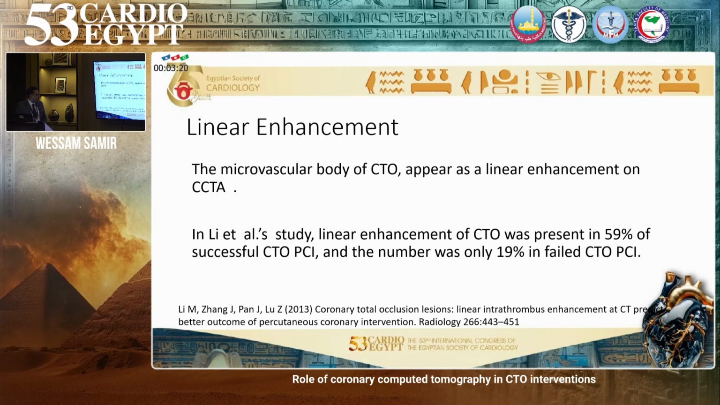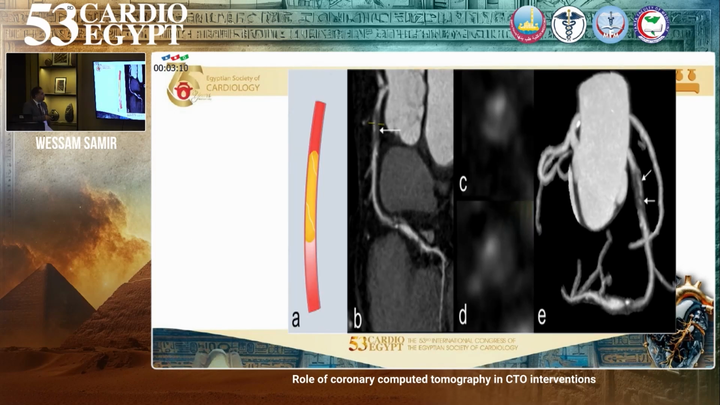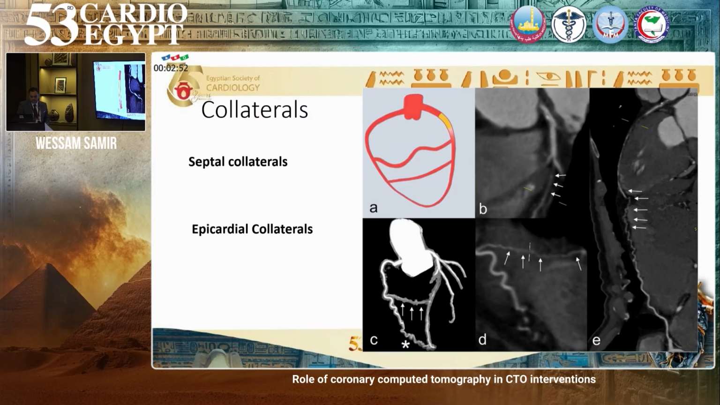Linear enhancement. Linear enhancement stands for the microvascular body of the CTO. It appears like streaks. I'll show it to you. This is an occluded segment, and there are linear streaks here. This is the linear enhancement. This is what stands for a microchannel in a CTO intervention. So when it's present, it indicates a more successful procedure and better outcome.